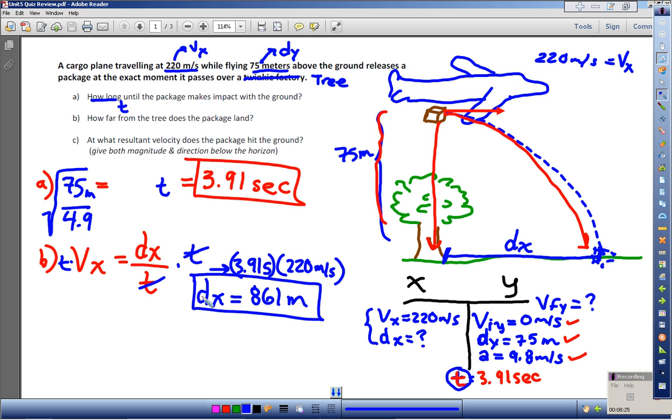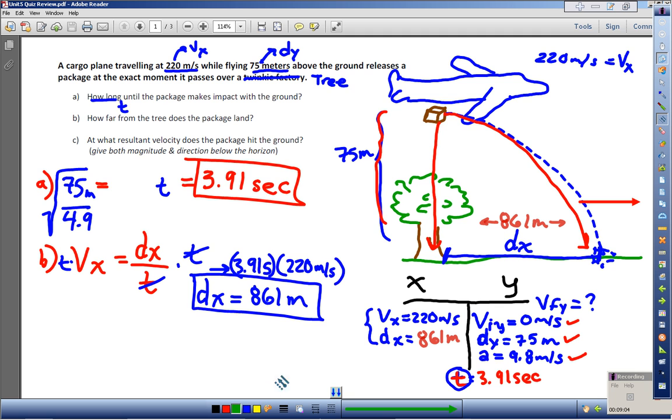Now the last part of this problem, and I'll just fill this in over here while I have it. The last part of this problem may seem a little difficult, but if you just take your time and understand, it shouldn't be that difficult at all. It wants to know at what resultant velocity the package hits the ground. In other words, it's released from the airplane at 220 meters per second, but it wants to know at what resultant velocity this package makes impact with the ground.